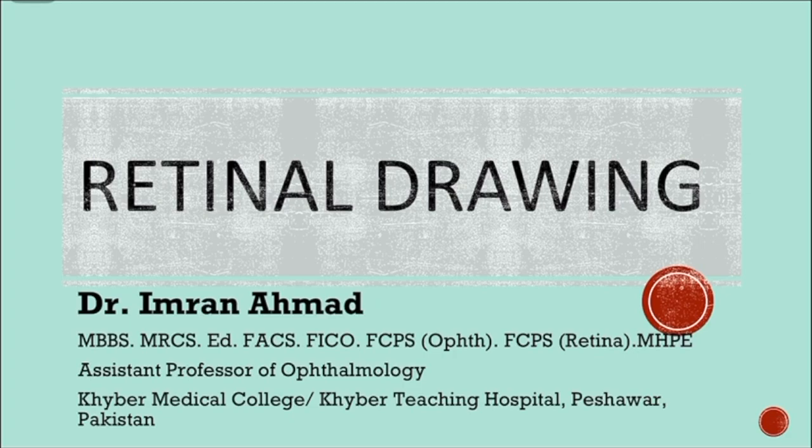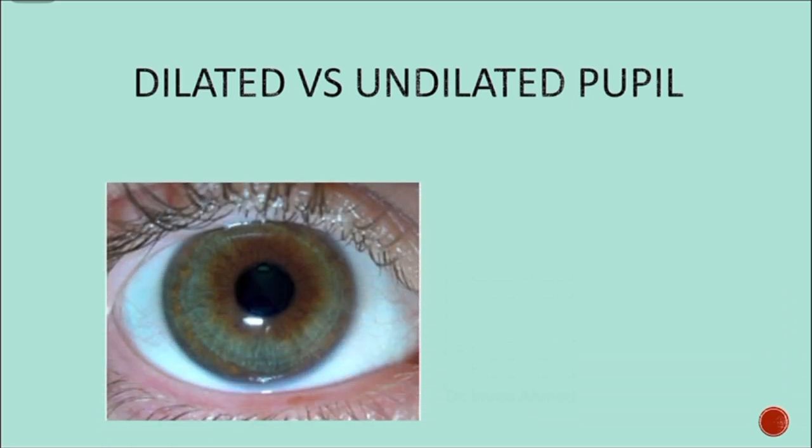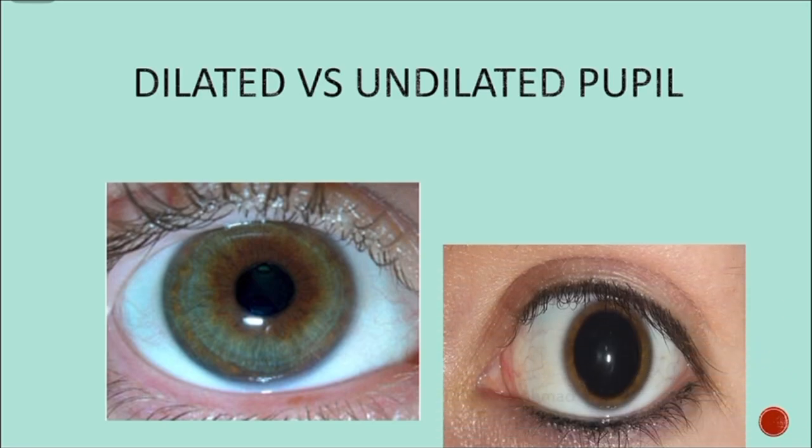We will talk about retinal drawing, and it's a very important topic. All the vitreoretinal and also general ophthalmologists must know how to draw the retinal diagram. First of all, whether the fundoscopy is done with a dilated pupil or undilated pupil. If it is with the undilated pupil, then the examiner will be only seeing the posterior pole of the eye, that is the optic disc, the macular region, perimacular region, and the area surrounding the optic disc.